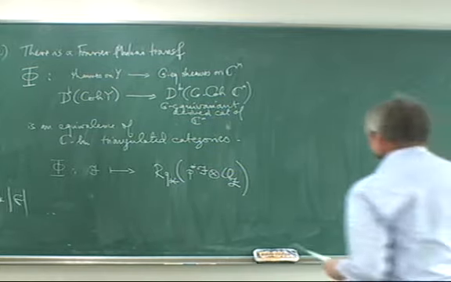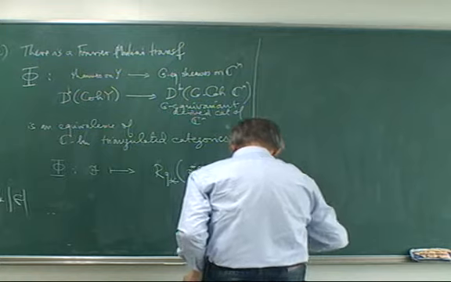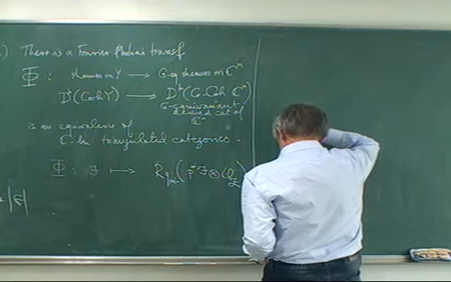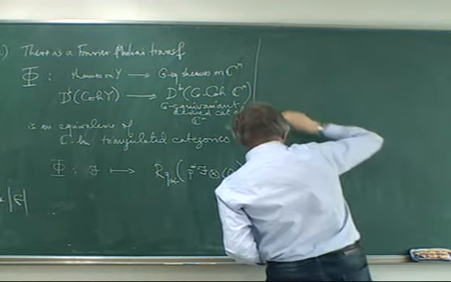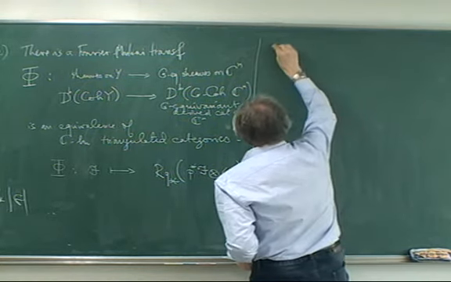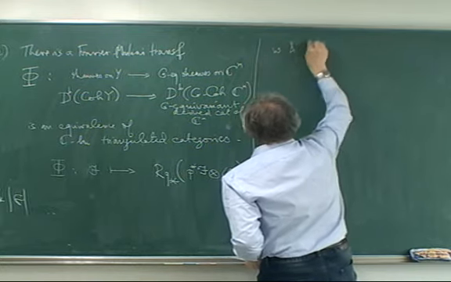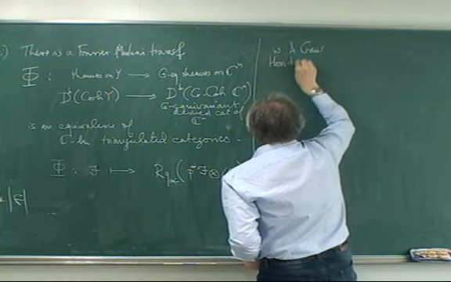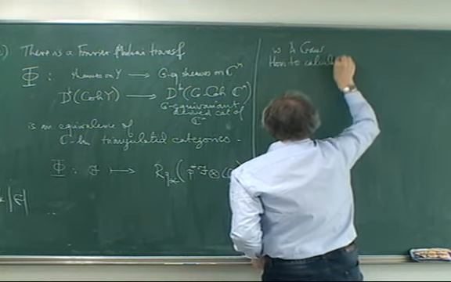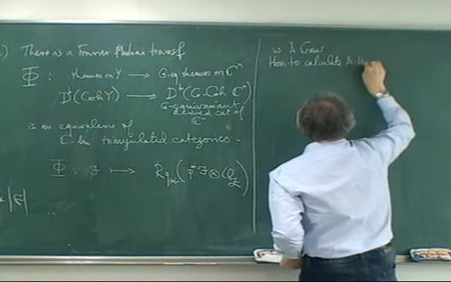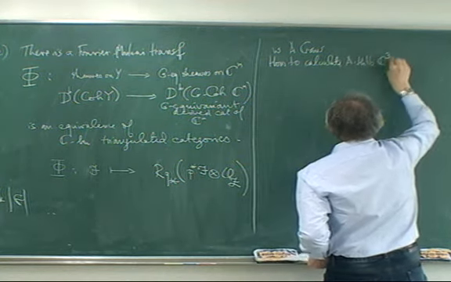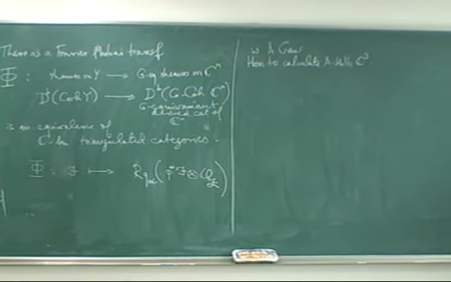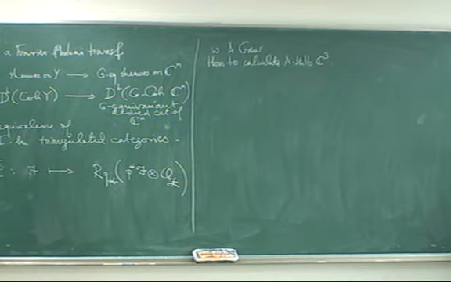Okay, so I'm starting on the main topic. So I want to talk about, this is mainly this preprint with Ali Craw, how to calculate a Hilbert scheme of C3. So I'm going to be doing toric geometry in 3 dimensions.